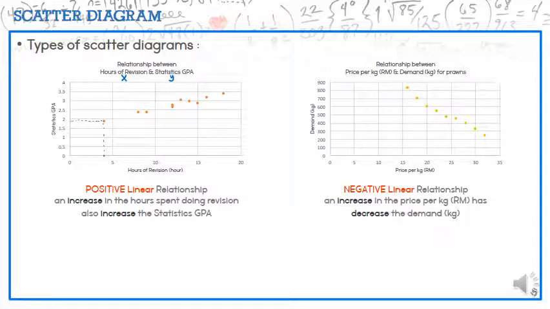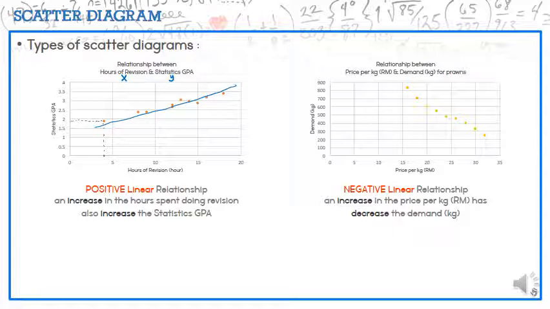Okay, as the number of hours increase, we can see that the statistics GPA tends to increase. We can see a slight increase in the pattern. So what we can conclude from the diagram is that there exists a positive linear relationship between hours of revision and statistics GPA. An increase in the hours spent doing revision also increases the statistics GPA.